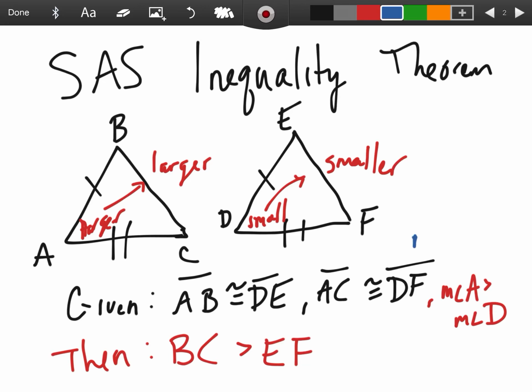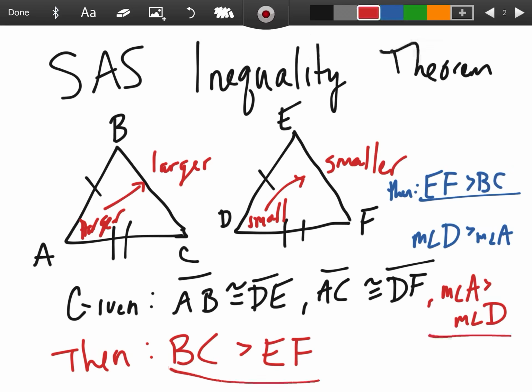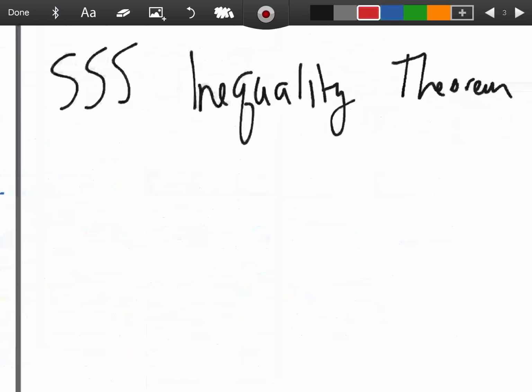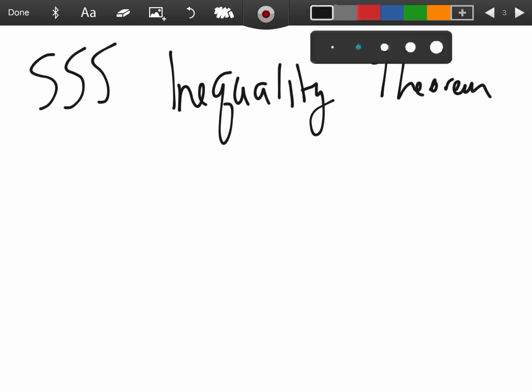If we had known the opposite, say measure of angle D was greater than measure of angle A, then EF would be greater than BC. So with this information in the blue, we would be able to say EF is greater than BC. However, knowing that measure of angle A is greater than measure of angle D would tell us BC is greater than EF. And our second and final theorem is the SSS inequality theorem.